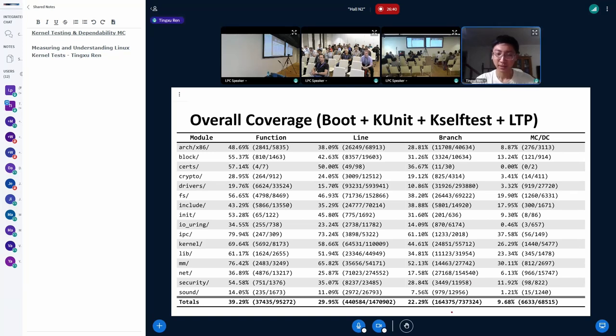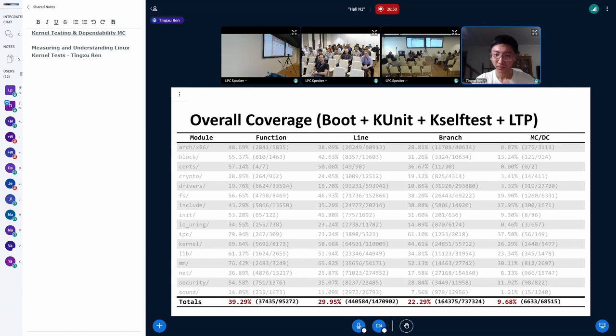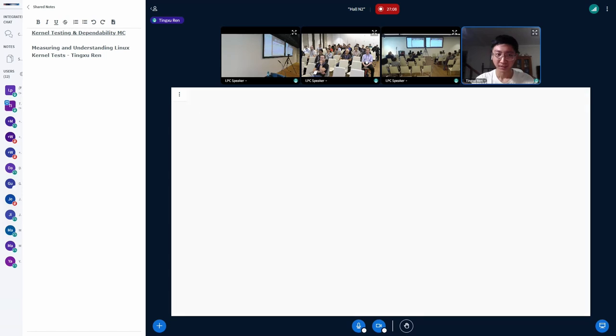Okay, and now let's look at some concrete numbers about the coverage. Here I'm showing an overall coverage report with all the four test suites included. From the bottom line, we can see that the function coverage is about 39%. The line coverage is about 29%. Branch coverage is about 22%, and MCDC coverage is even lower, 9.68%.